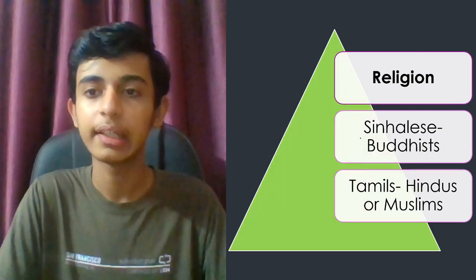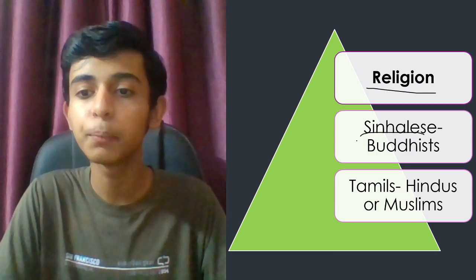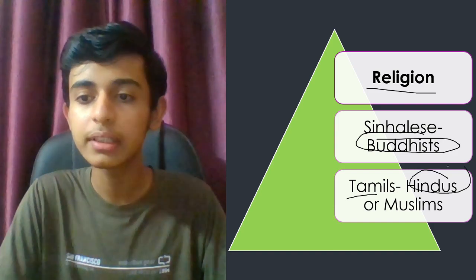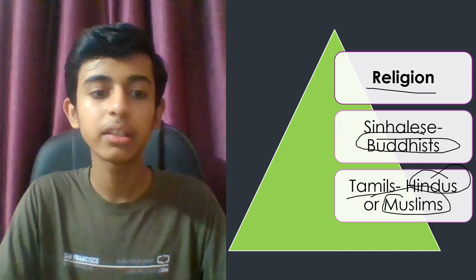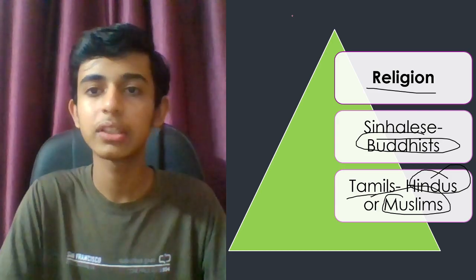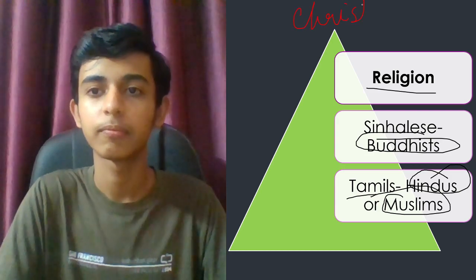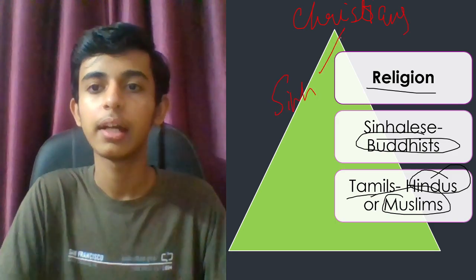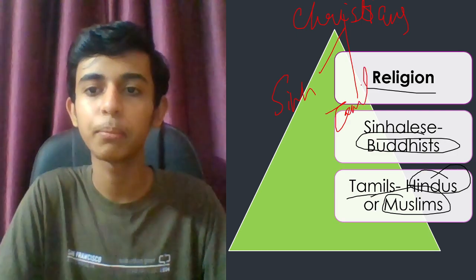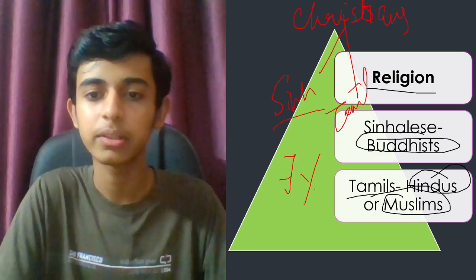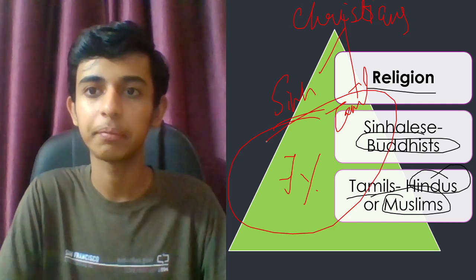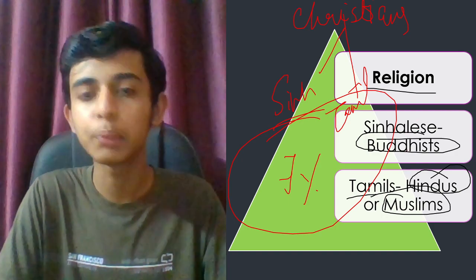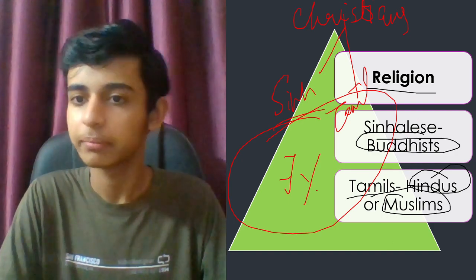Now coming to religion. The Sinhalese were Buddhists. They used to believe in Lord Buddha, whereas Tamils were Hindus and also Muslims. And one more religion in Sri Lanka is Christianity. Christians were both Sinhala people and Tamil people, and they constituted 7% of the population of the nation. Getting it? Just remember the 7% of the population, religion: Sinhalese, Buddhists; Tamils, Hindus, Muslims.